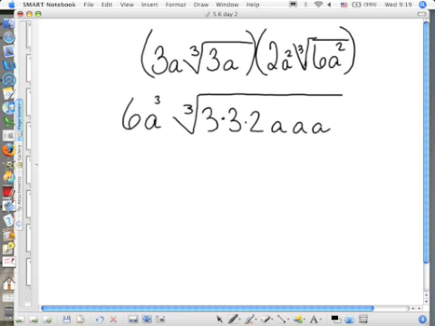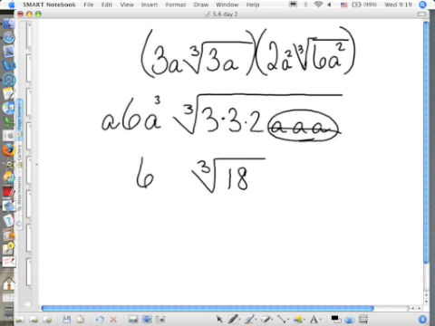Can I simplify the stuff under there anymore? Yes. Because it's a cube root, I have a group of 3 a's, so I can remove one more a. What about the numbers? No, I don't have enough of either one of them, so they've got to just be put back together. So under the radical, I've got the cube root of 18. And then clean up what's outside: 6a to the 4th.